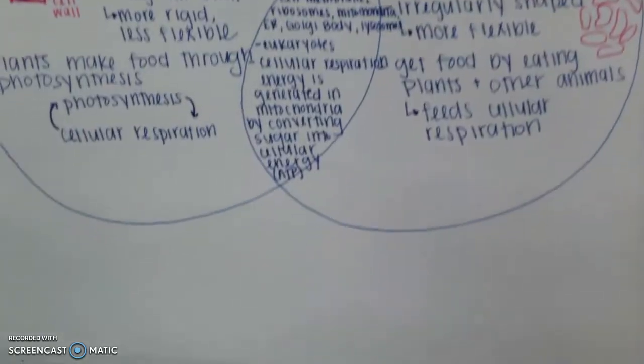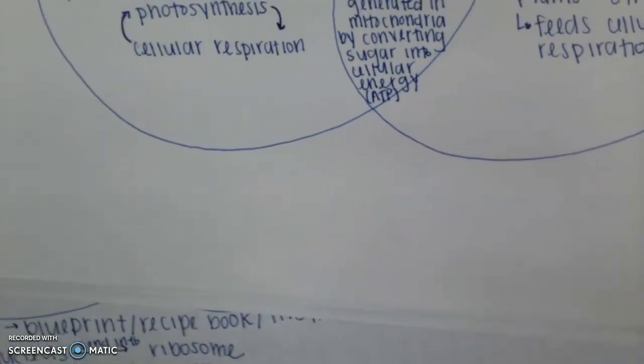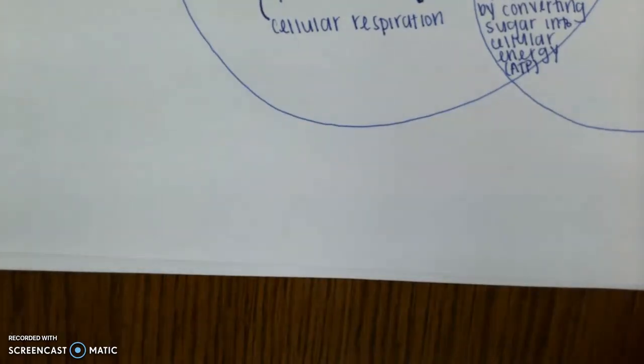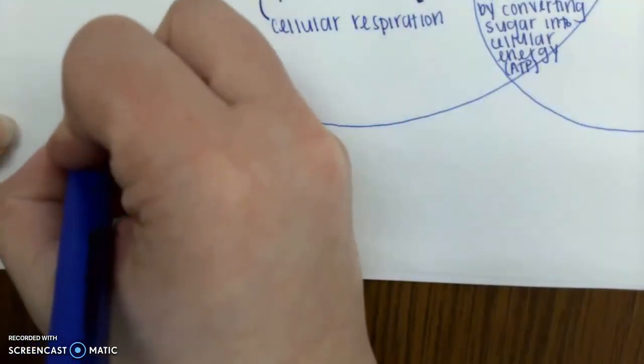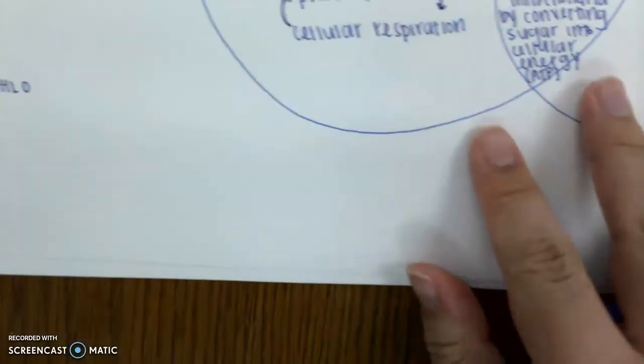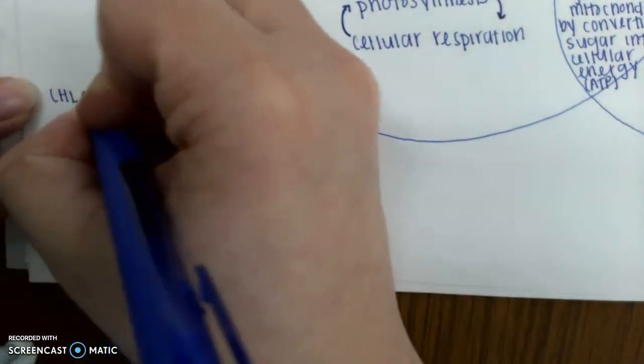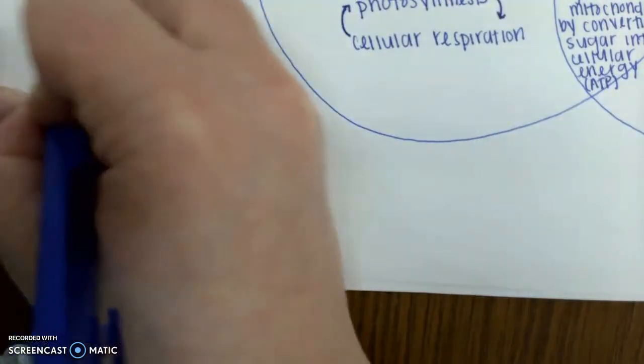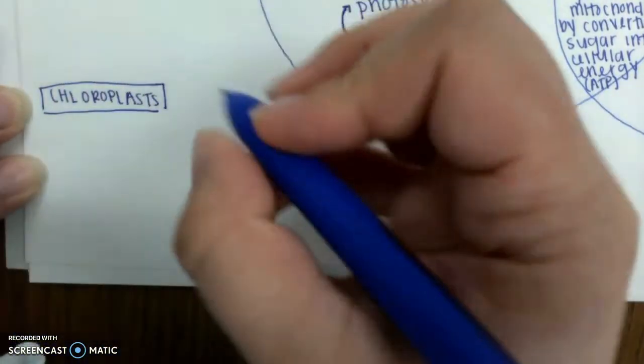Now let's talk about how they get their food. So starting over here on the plant side. So I'm on the plant side right now. To make food for plant cells, the chloroplasts, let's do this. Work together with the mitochondria.